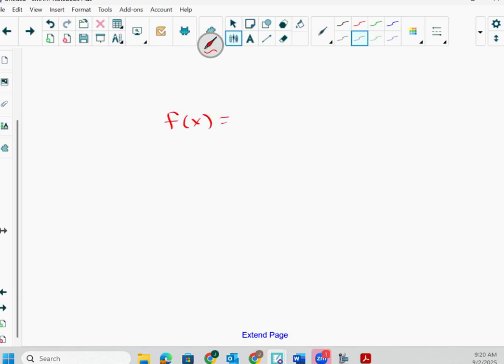Okay, let's say we've got x over square root of x plus 3. Again, we're starting with the easier ones, and then they'll get trickier.